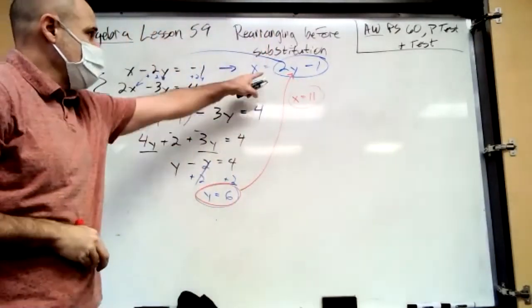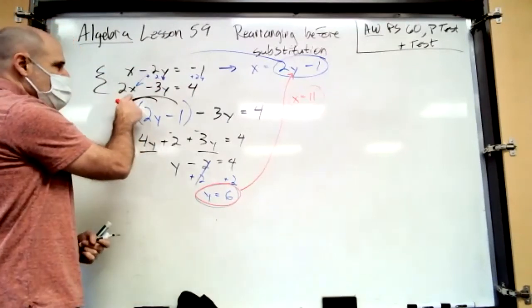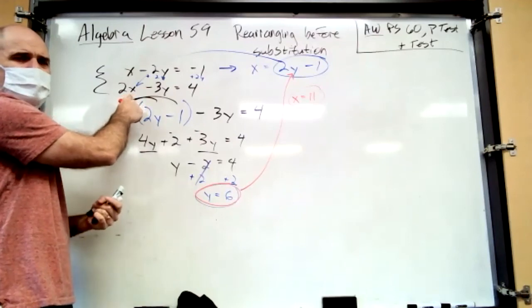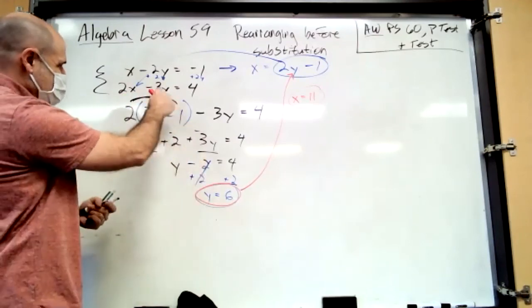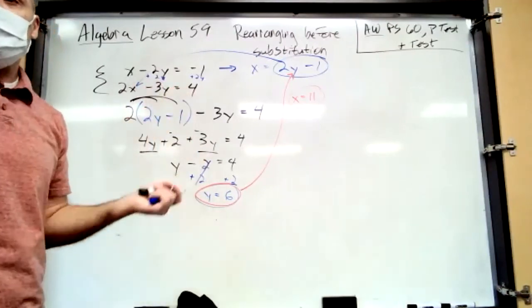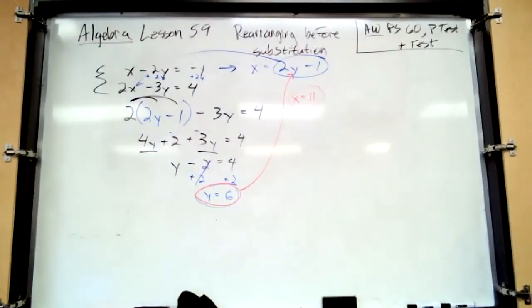Now let's make sure this works. So we know it works in this equation, which is really this bottom equation, or the top equation. Let's see if it makes sense in this equation. So 2 times, what's x? 11? 22. See how I got 22? Minus 18. What's 22 minus 18? 4. It works.